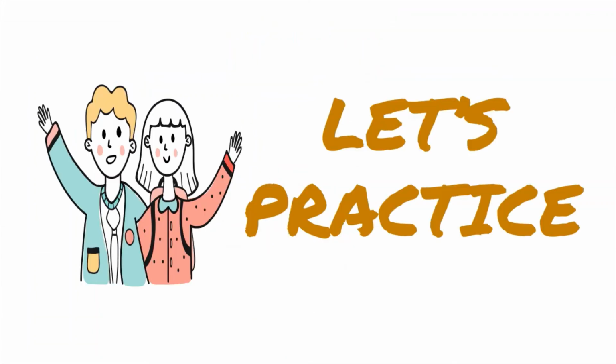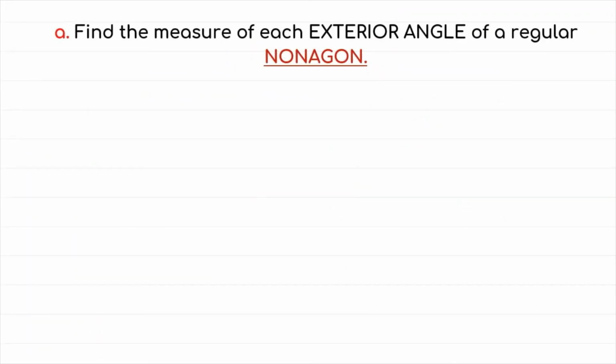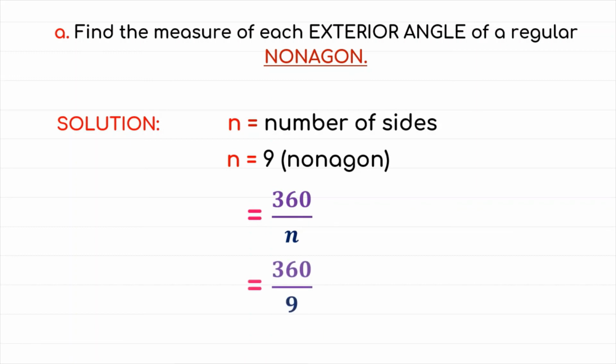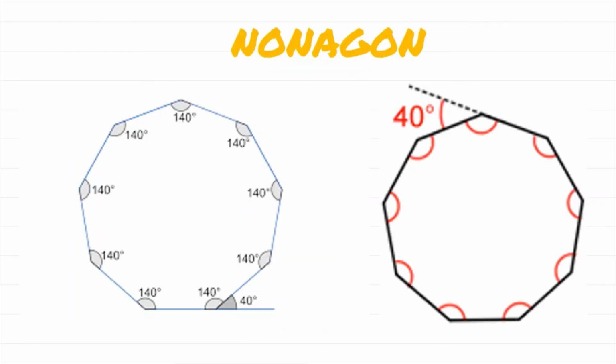So, let us practice again. Okay. Find the measure of the exterior angle of a regular nonagon. So, pag nonagon, ang number of sides niya is 9. So, 360 divided by 9 is equal to 40 degrees. Meaning, sa regular nonagon, ang exterior angle natin ay palaging 40 degrees. Ayan po. Nag-extend siya, 40 degrees po.